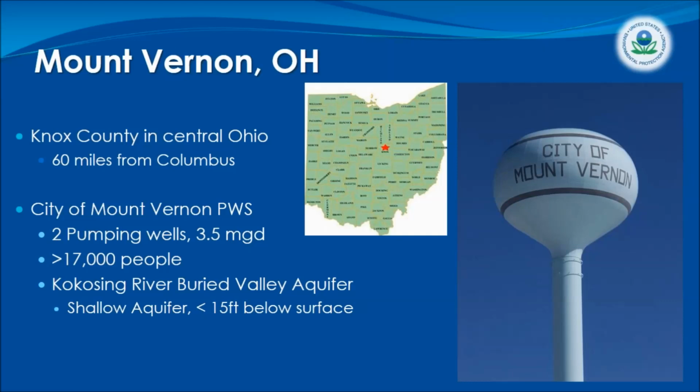The City of Mount Vernon Public Water system is the primary provider for the area and for that town. They draw all of their water from 2 pumping wells at about 3.5 million gallons per day. They serve greater than 17,000 people, which I realize is not a small system, but is close and is a compelling example to use here. Mount Vernon draws their water from the Kokosing River Buried Valley Aquifer, which is pretty shallow at about 15 feet below the surface of the ground.